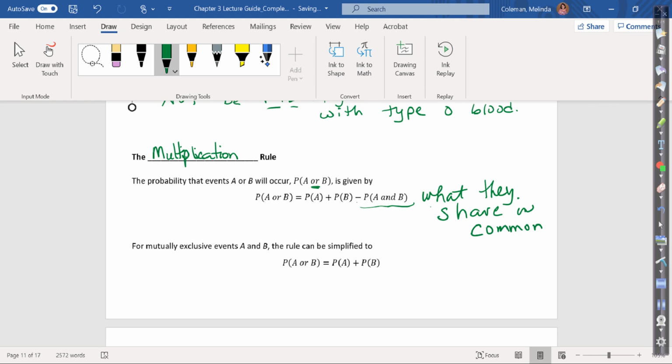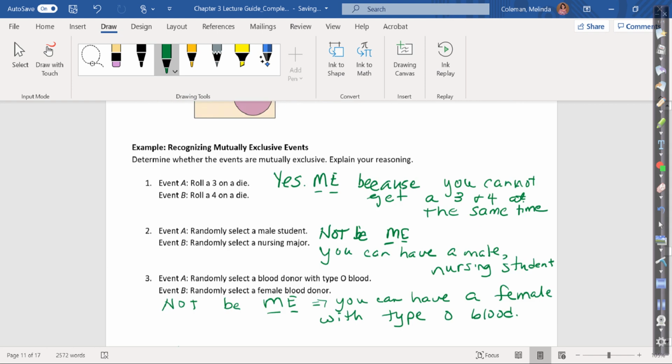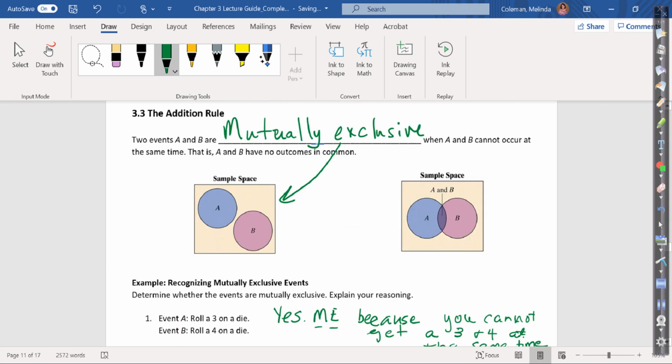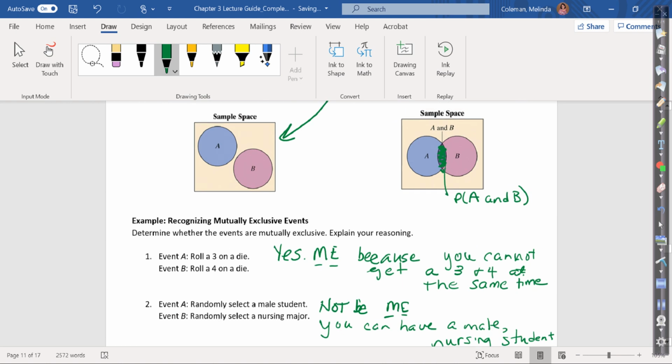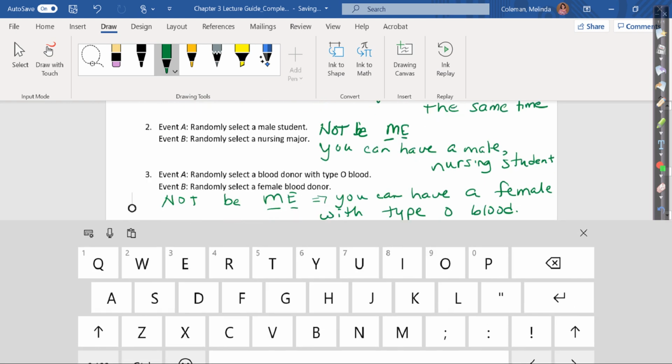If they are mutually exclusive, then there is no piece in the center. So again, if we go up to the picture, you can see that there is an actual piece here in the center. And this piece in the center is what we're going to subtract out. This is the probability of A and B, that little piece. We already counted it in one of the two, so we have to subtract it out. But if they're mutually exclusive, they have nothing to subtract out because there's nothing common. Okay.